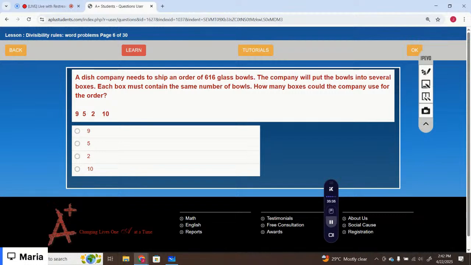A dish company needs to ship an order of 616 glass bowls. The company will put the bowls into several boxes. Each box must contain the same number of bowls. How many boxes could the company use for the order? The correct option is 2. Option number 3 is the correct option. Okay, you can complete the lesson by yourself later today.